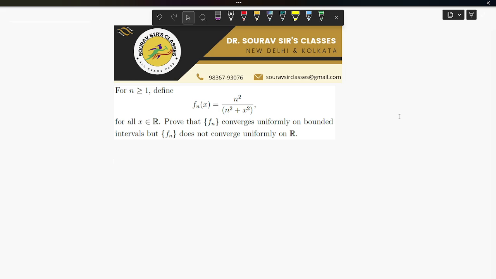And this question appeared in the ISI JRF question paper. The question is telling us that for n greater than or equal to 1, define f_n(x) equals n square plus n square by n square plus x square for all x belongs to R. Prove that the sequence of functions f_n converges uniformly on bounded intervals, but f_n does not converge uniformly on R. So how can we do that?